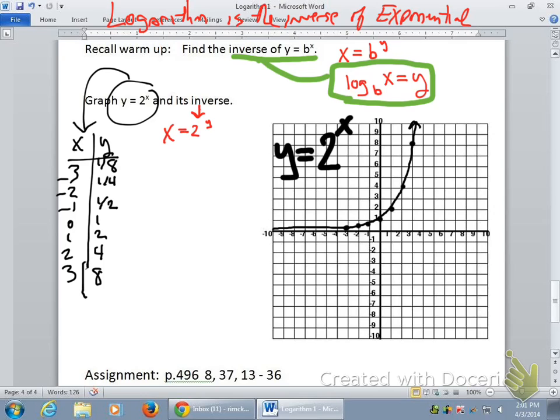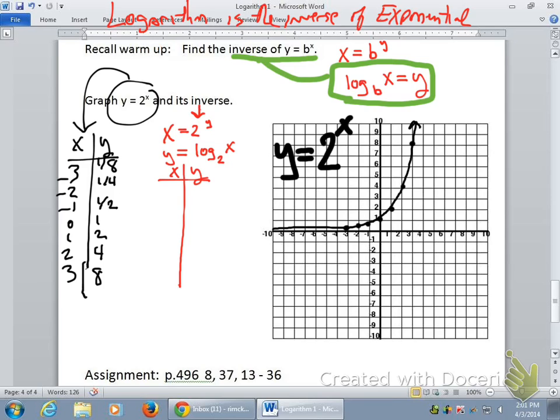I agree with you. I'm going to write it the other way, though. I'm going to say y equals log base 2 of x. I just wanted to do y equals first. That's all. So that's good. That's the inverse. Now, let's use a table of values to graph it.